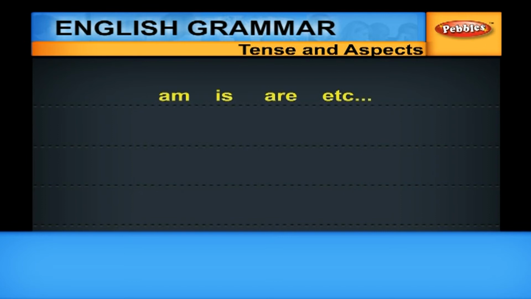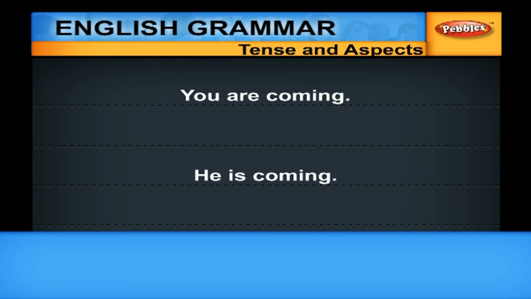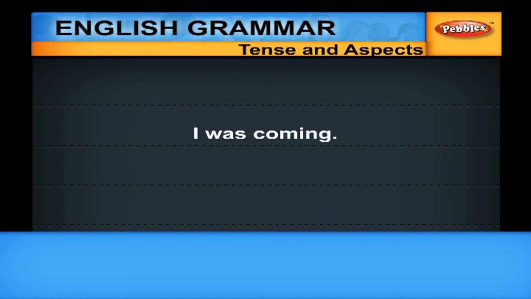Using the primary helping verbs, we can construct progressive or continuous sentences. I'm coming. You are coming. He is coming. Remember, you, whether it is singular or plural, has to be followed only by are, even if you refer to one individual. It is incorrect to say you is. It should be you are. I was coming. They were coming.